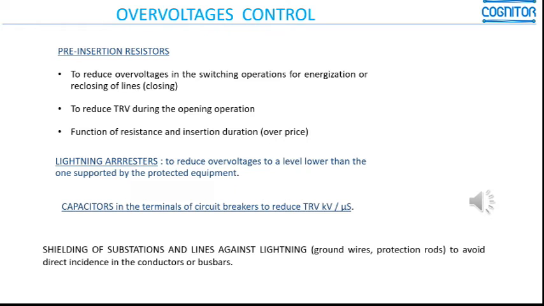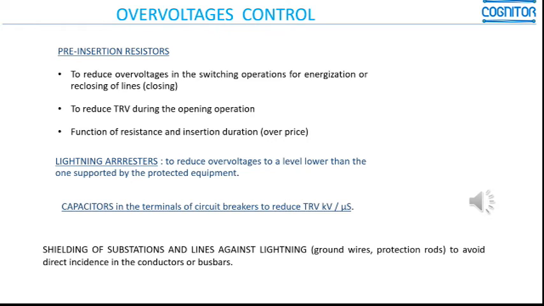Let's say when we are putting one pre-insertion resistor, we are going to the equation that I showed before about the frequency of the transient recovery voltage of the overvoltage to increase the value of the resistance, and in this way reducing the values of the overvoltage or reducing the frequency of it.